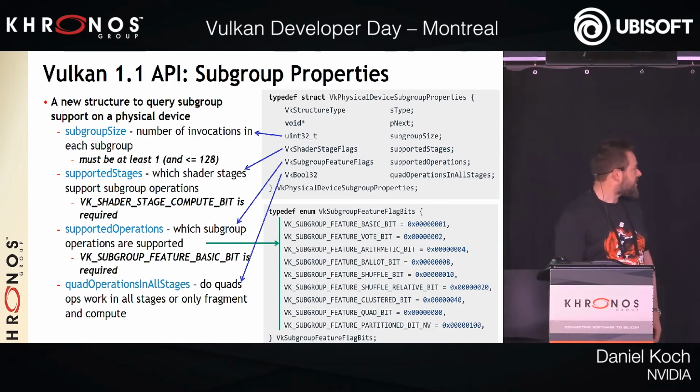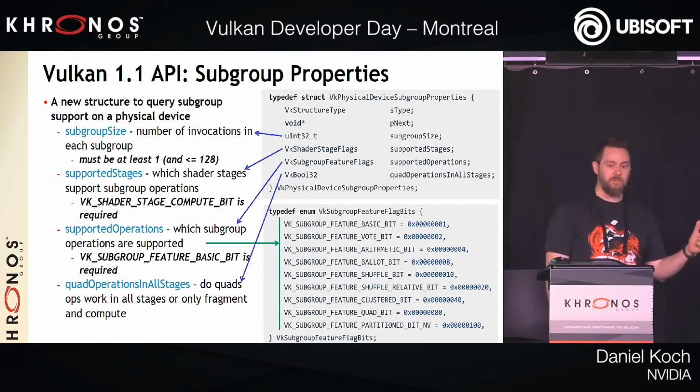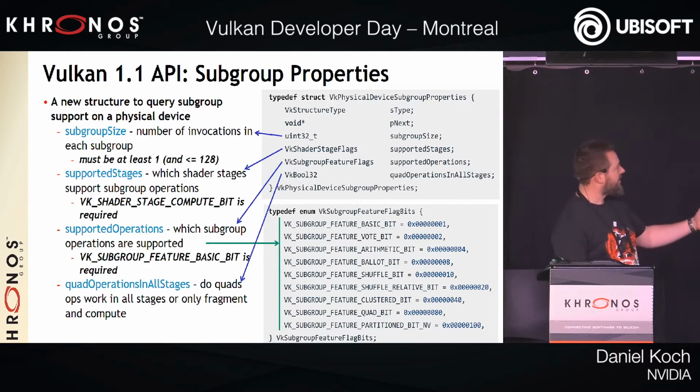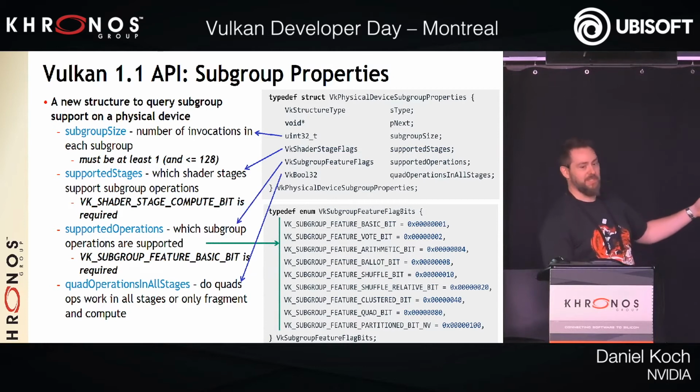This first one there is the subgroup size. So that's basically the number of invocations in each subgroup. So it's a number between 1 and 128. I'll get to some common values. Common values are 64 and 32, but they could be down to one, which isn't really a subgroup, but it's basically the trivial case.